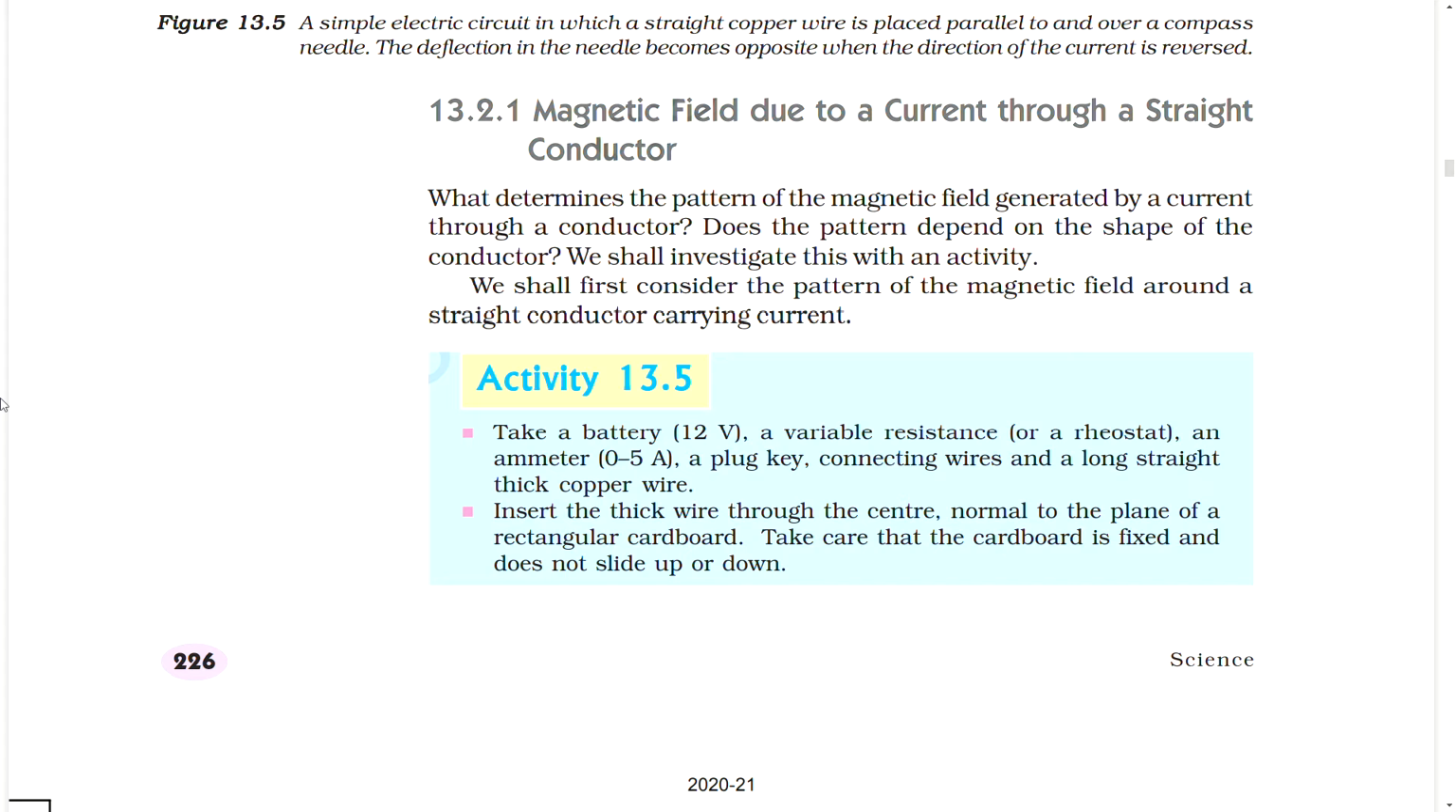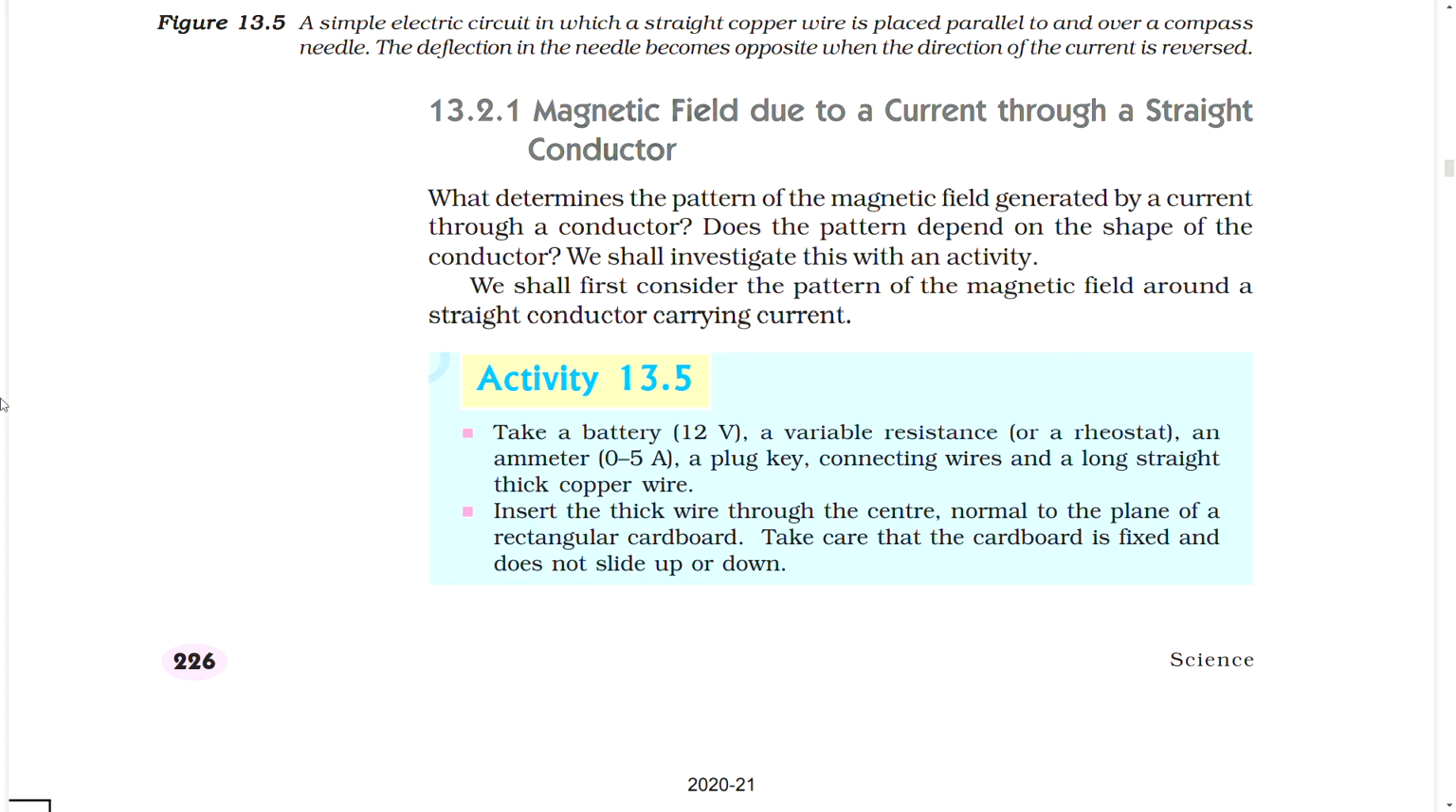Magnetic field due to a current through a straight conductor. What determines the pattern of the magnetic field generated by a current through a conductor? Does the pattern depend on the shape of the conductor? We shall investigate this with an activity. We shall first consider the pattern of the magnetic field around a straight conductor carrying current.